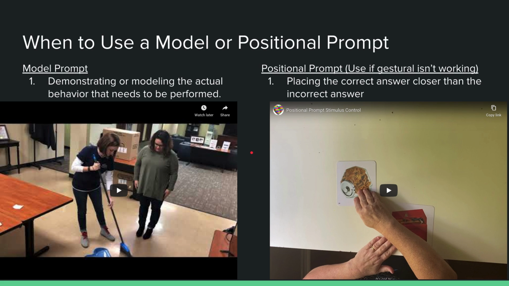And then the last one is a positional prompt. Basically, that involves placing the correct answer closer than the incorrect answer. So let's watch this example.